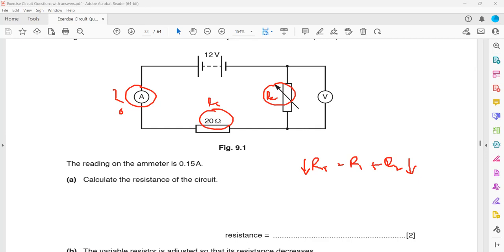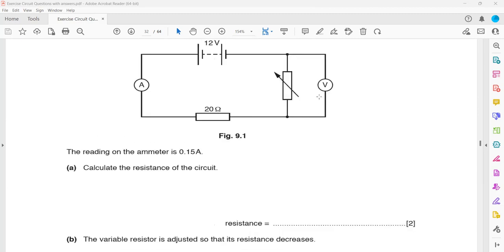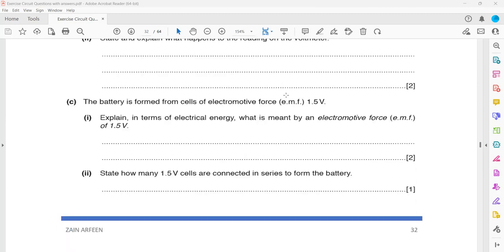If the total resistance of a circuit is decreasing, more charge will flow through it, so the current will start to increase. But what happens to the voltmeter reading? Because the resistance of the variable resistor is small, there is less voltage across it, so less voltage across the voltmeter. So the reading of the voltmeter will decrease and the reading of the ammeter will increase. What happens to the voltmeter reading? It will decrease because the resistance decreases, so less voltage across the variable resistor, less voltage across the voltmeter.